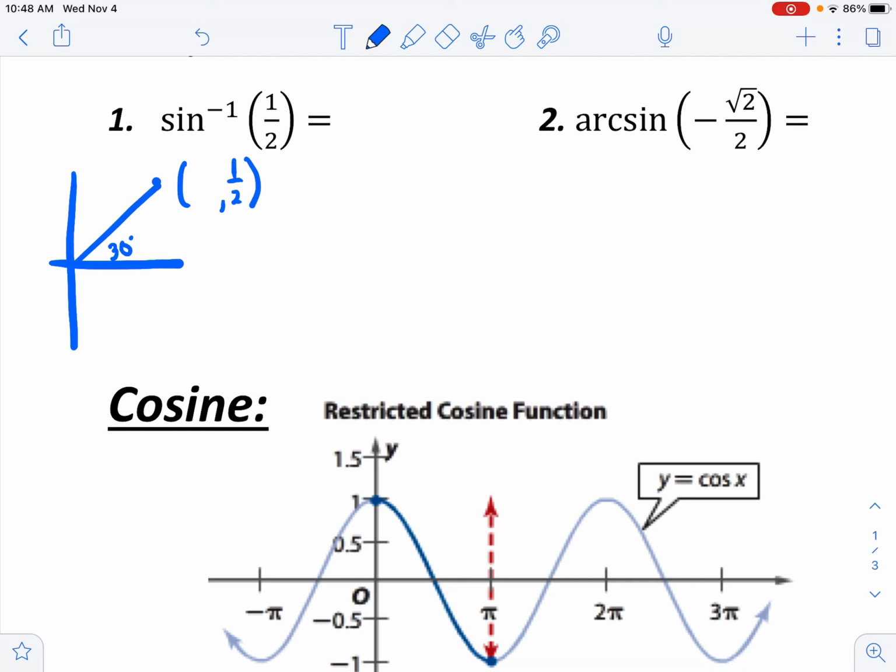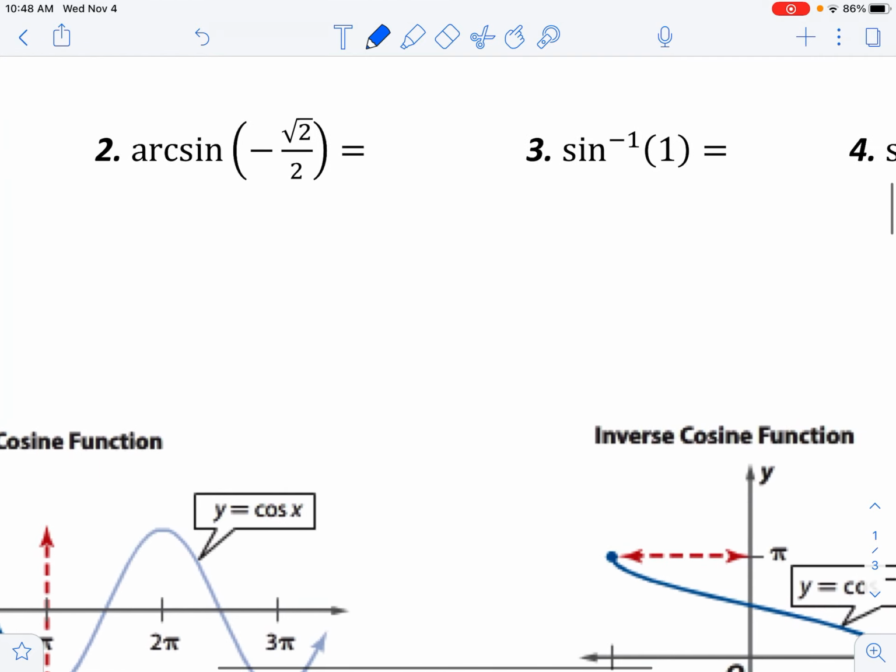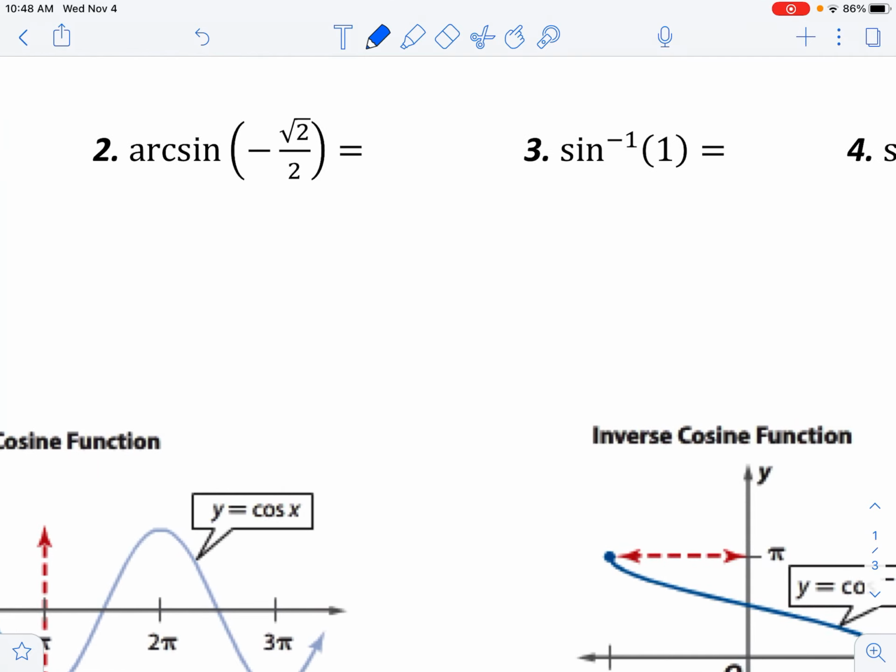Now, some of you might be saying, oh, it's 30 degrees, right? But remember, my answer has to be in radians. So we're not going to say 30 degrees. Instead, we are going to say pi over 6. All right, let's try another one.